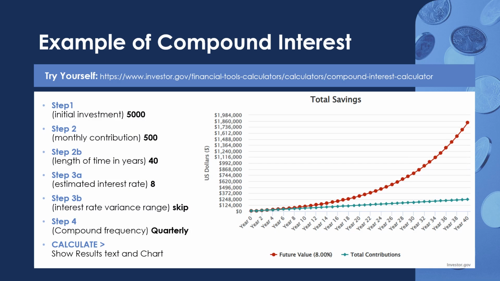Now let's put compound interest into action. Rather than focusing on the formula, let's use an online compound interest calculator and see what happens over time. We'll begin with an initial investment of $5,000. Next, we'll contribute $500 each month. We'll invest that money for 40 years at an estimated annual interest rate of 8%, with interest compounded quarterly. Once we enter those values into the calculator and select Calculate, we'll see both the results and a graph showing how the investment grows over time.